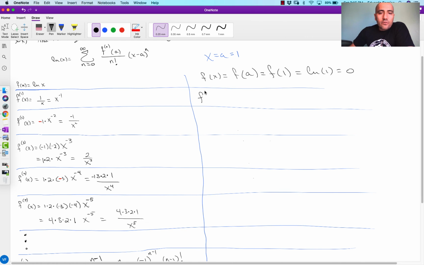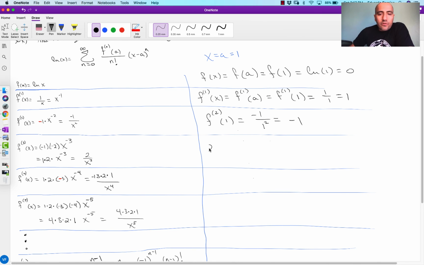Okay, then the first derivative evaluated at x, which is really the first derivative evaluated at a, which is really the first derivative evaluated at 1. So we end up with 1 over 1, which equals 1. Okay, I'm just going to skip some of that work there and say that the next one we care about is the second derivative evaluated at 1, which is going to be equal to negative 1 over 1 squared, which just equals negative 1.